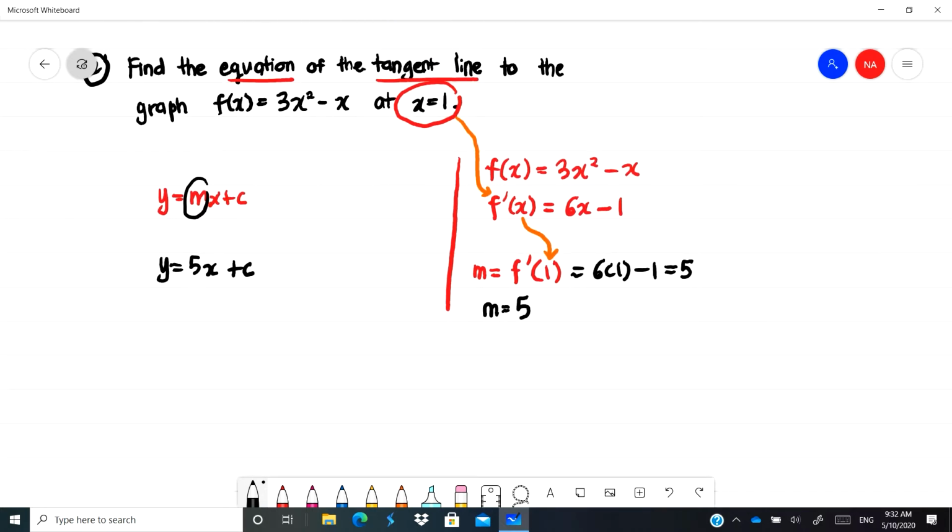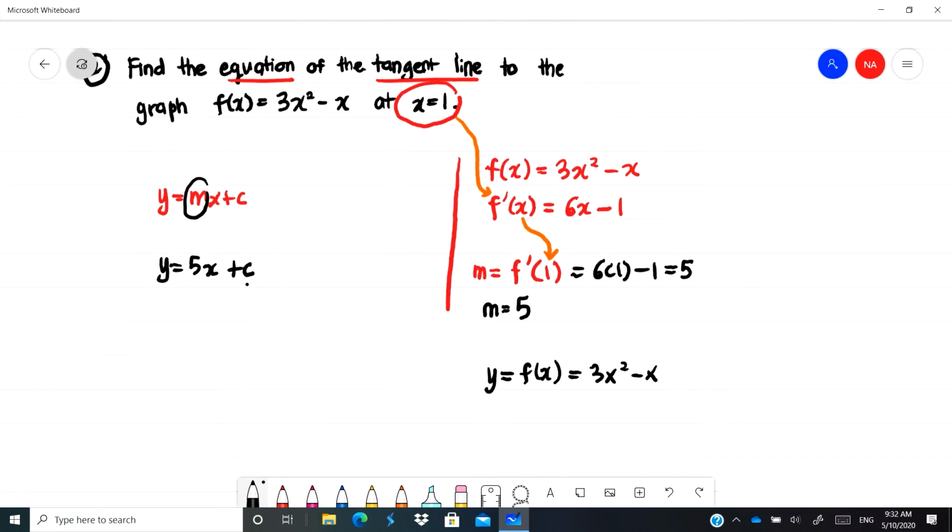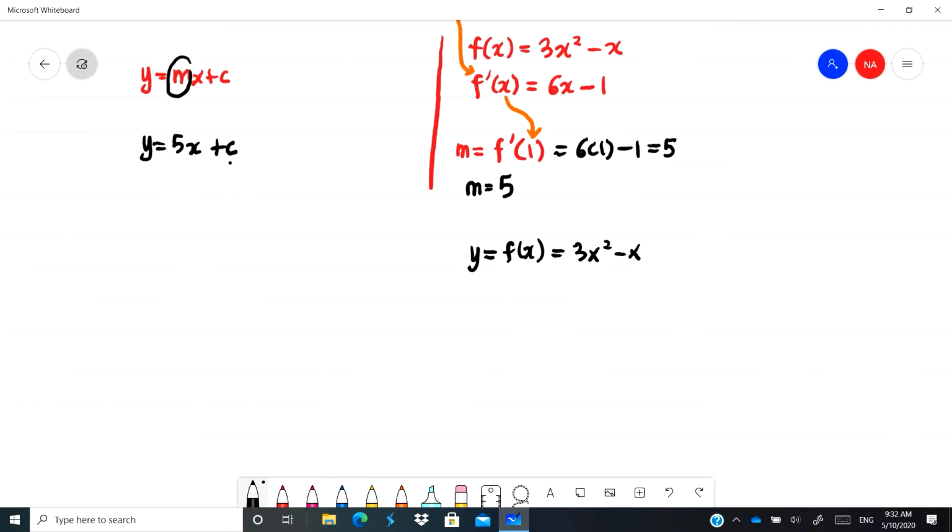To find the value of c, you're not given the value of y, so you have to find the value of y first. In this case, y is f(x), which is 3x squared minus x. So when x equals 1, what is the value of y? We substitute x with 1: 3 multiplied by 1 squared minus 1. So 3 minus 1 gives y equal to 2.